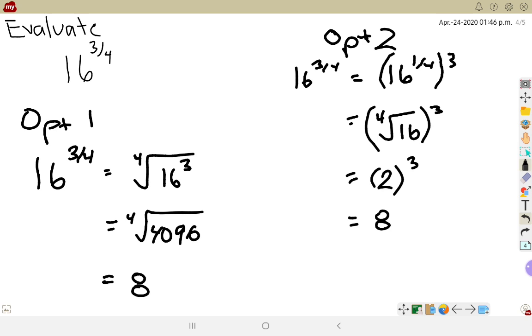Okay, so I'm allowed to work with this in whatever order I like. So option 1, the order that we went with was we went 16 cubed first, and then we took the fourth root after. And that makes it more difficult for us to actually solve it without the use of a calculator. So option number 2 is great. So if you can, take the root before you do anything else with it, before raising it to another exponent.